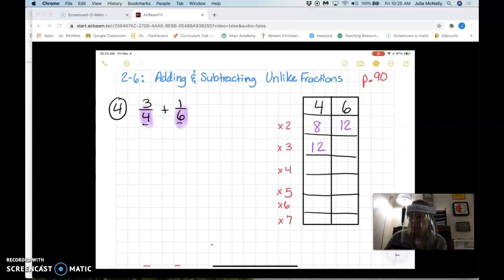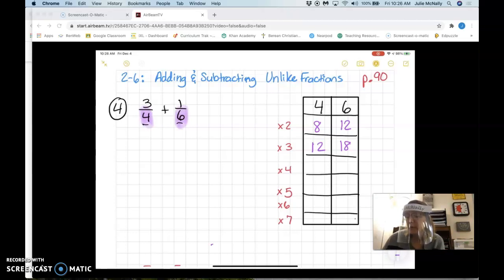It's 18, good. That's as far as we need to go. We actually are done. We could stop right now because we already found the least common denominator, but I'm going to do a few more numbers for you to see what this is like.